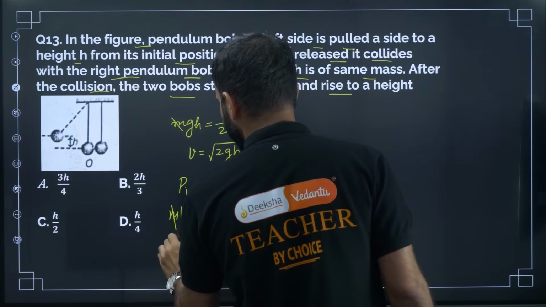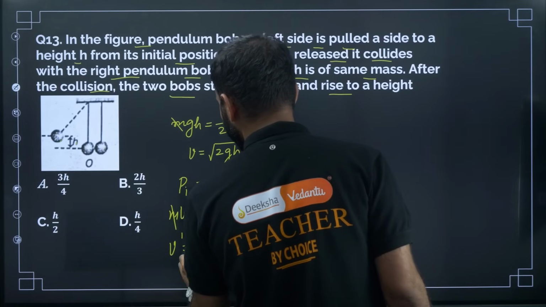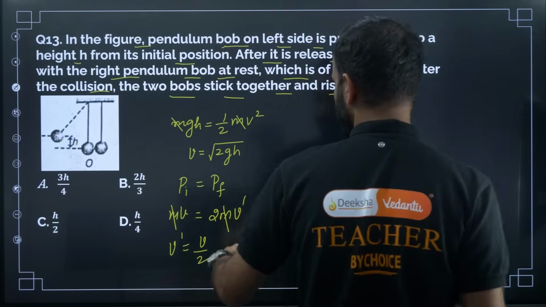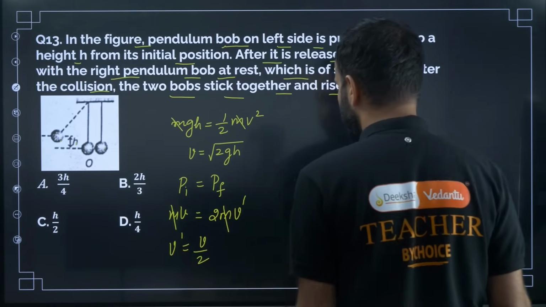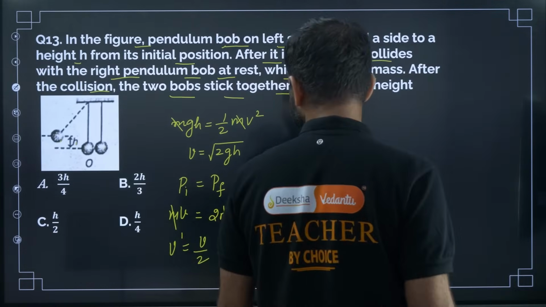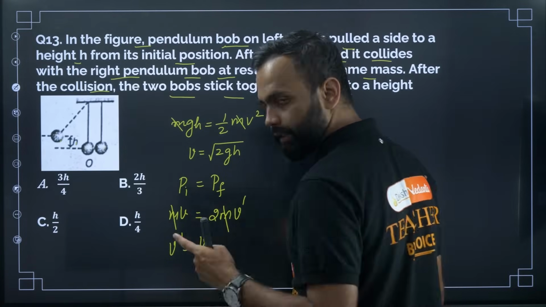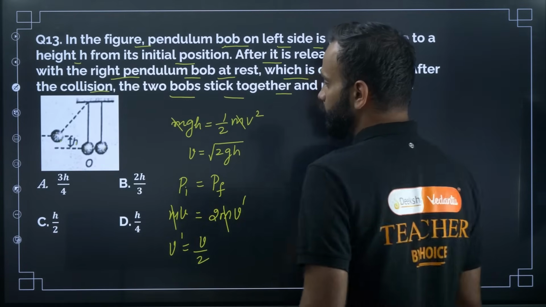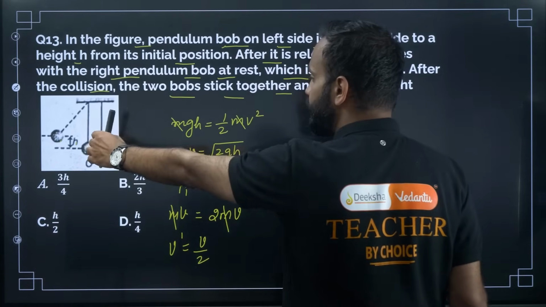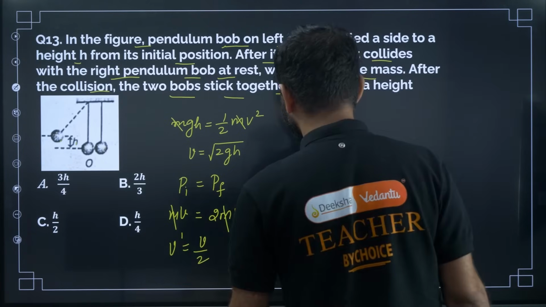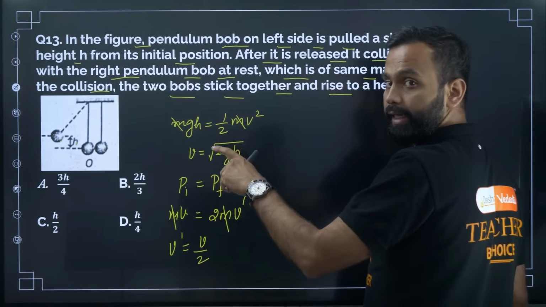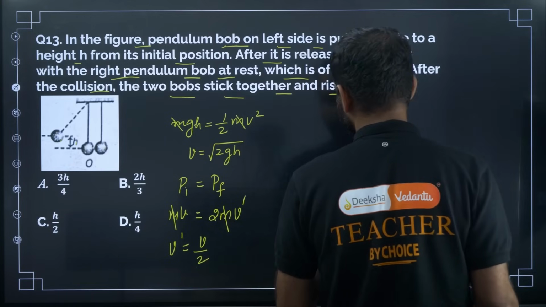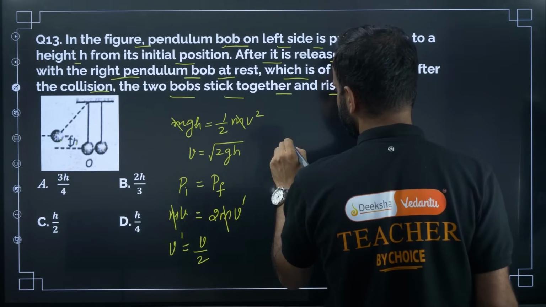So now v dash is equal to v divided by 2. After the collision, it moves with velocity v dash, right? Okay. So now apply the conservation of energy theorem. It loses kinetic energy and gains potential energy, so loss in kinetic energy equals gain in potential energy. Now what is the loss in kinetic energy?